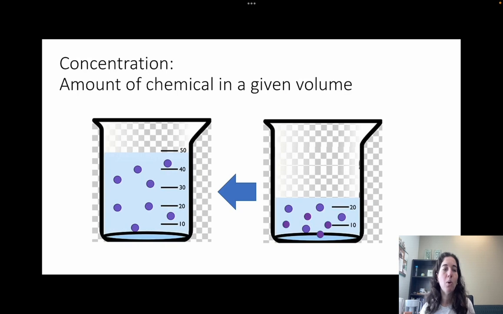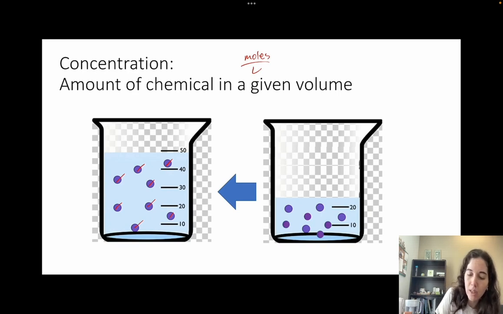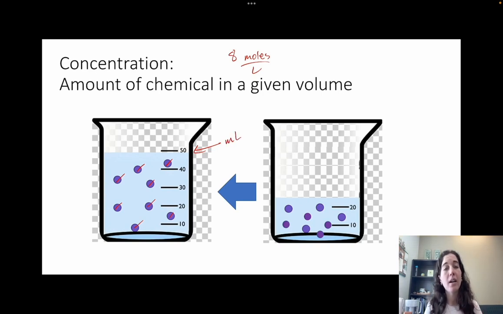In order to visualize a mole, I kind of like looking at it this way. So we have a certain amount of moles inside of a liquid. So moles per liter. And let's assume each dot is a mole. It's not, obviously, moles are not dots, but let's just assume. So in this scenario, we've got 1, 2, 3, 4, 5, 6, 7, 8 moles. 8 moles in 50, let's assume this is milliliters. So if we wanted to know the concentration of this chemical, it would be 8 moles per 50 milliliters.